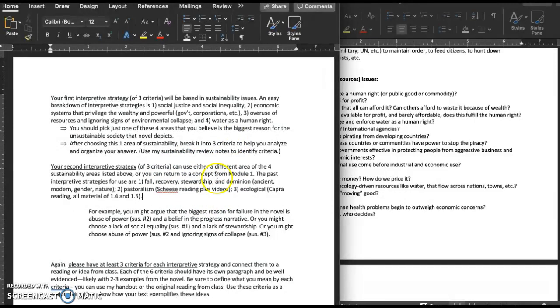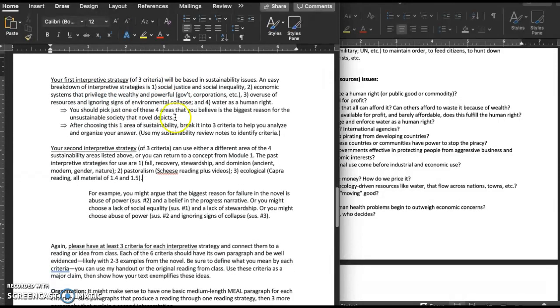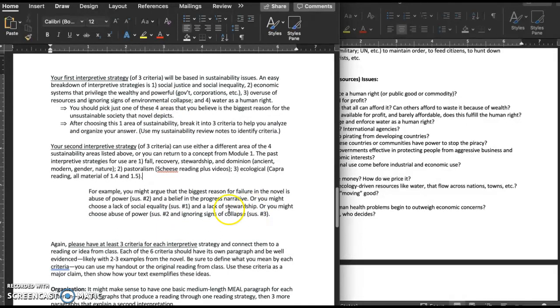Or you could argue for three paragraphs that are linked in some way that it's an abuse of power, the wealthy privilege themselves and have short-term, not long-term interests in some way, but then also that there is a lack of stewardship, right? Or whatever you want it to be. Pastoralism may work. Be careful with pastoralism, I'm not sure it would be a great answer for this, but I've included it for you. The ecological readings, that they're spending their ecological systems and there's a state of imbalance, clearly that would work here as well, right?